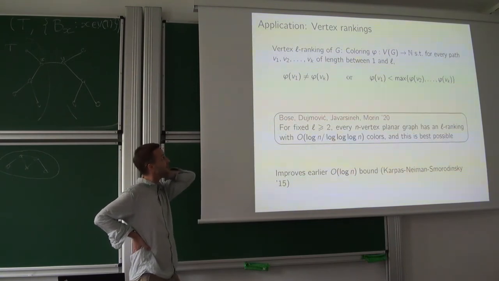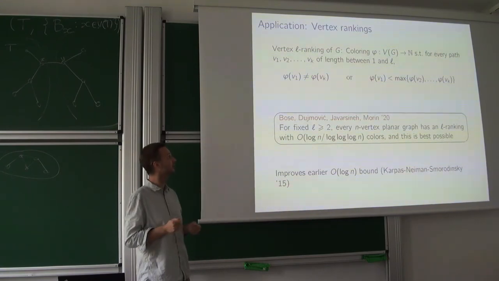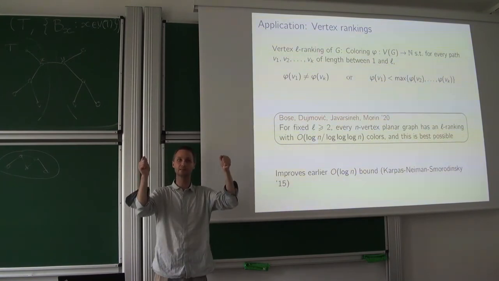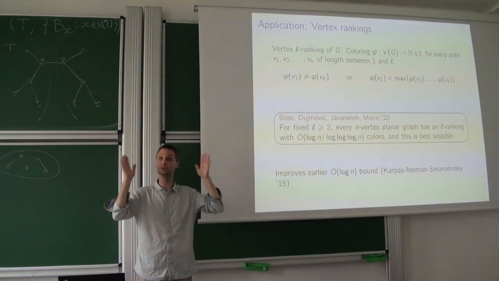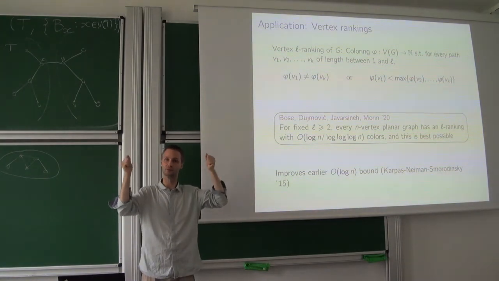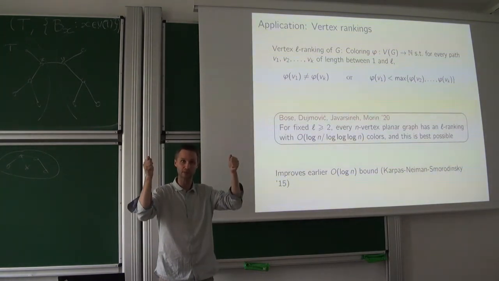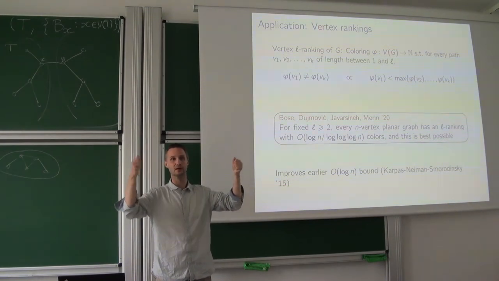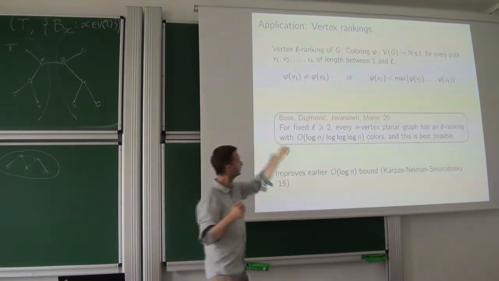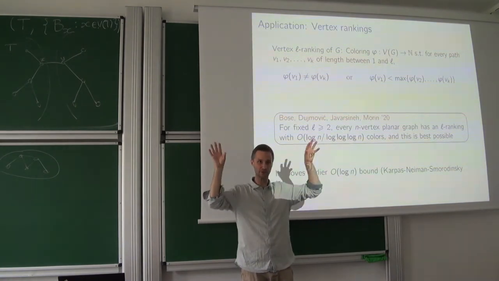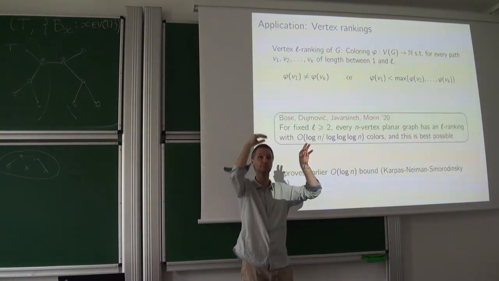And the game is as follows. You want to color the vertices, let's say with positive integers, so that your colors are ordered. Whenever you look at a path of length between 1 and L in your graph, so a path of length at most L, and for me the length of a path is the number of edges, and it should be of length at least 1, so you have at least 2 vertices on your path. Whenever you look at such a short path in your graph, one of the following 2 things should happen. Either the endpoints of your path have different colors, in which case you're happy, or if the 2 endpoints have the same color, then when you look at the internal vertices of your path, you should see a vertex there whose color is bigger than the endpoints.